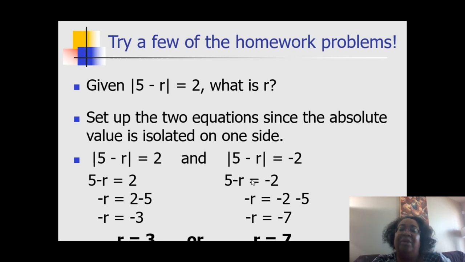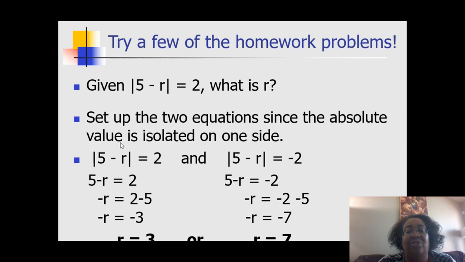And then on this one, we had 5 minus r is equal to negative 2, because this is the negative side of it. And in here, when I subtracted 5 again, I got negative r is equal to negative 2 minus 5, which is negative 7. Well, again, I cannot have the negative side of the variable. I need to know what r is. Well, r is going to be 7. So you should have a positive 3 and a positive 7 for the answer to this problem.